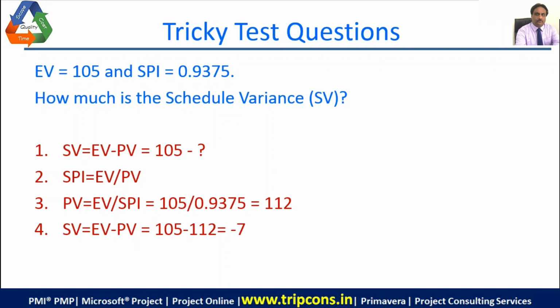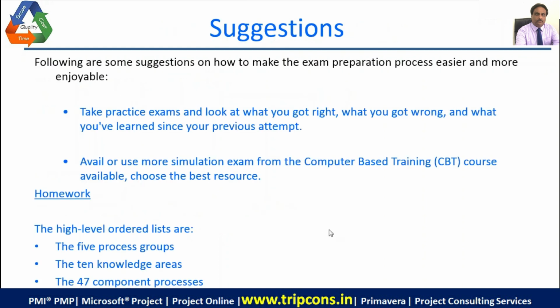So that is -7. It means that you are $7 behind in the current project health check period. So that is the interpretation of the schedule variance. So this is what you are supposed to do.